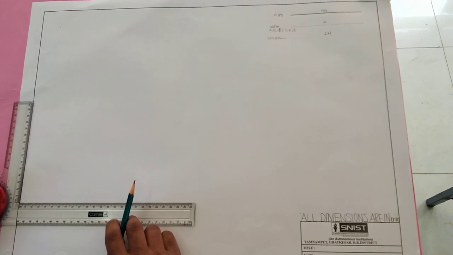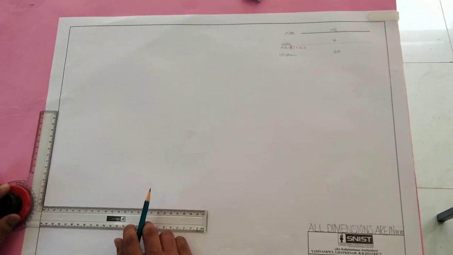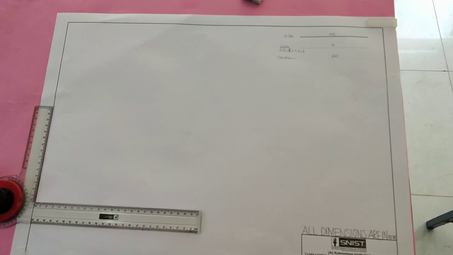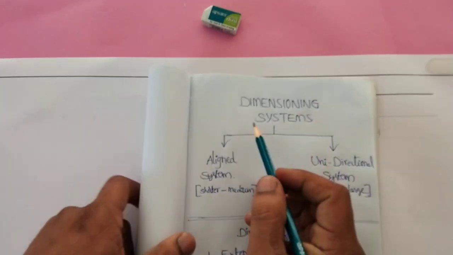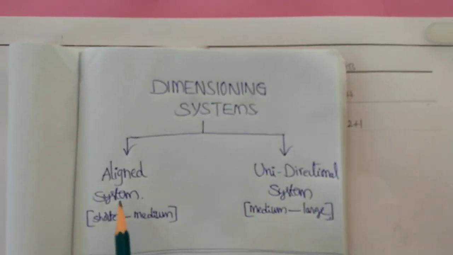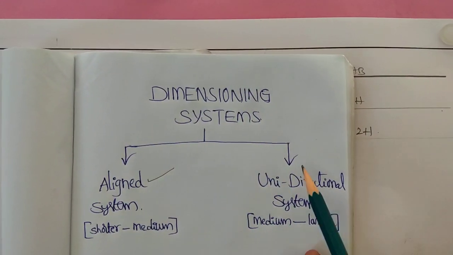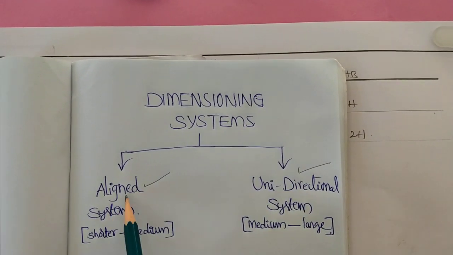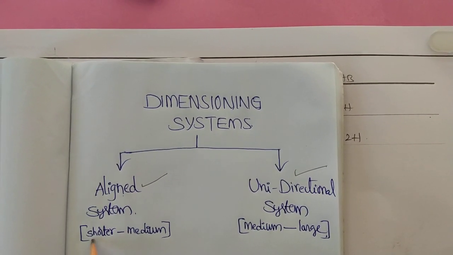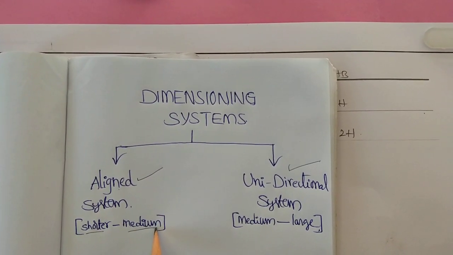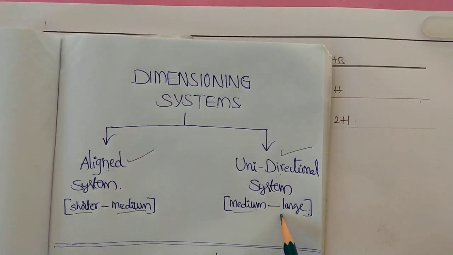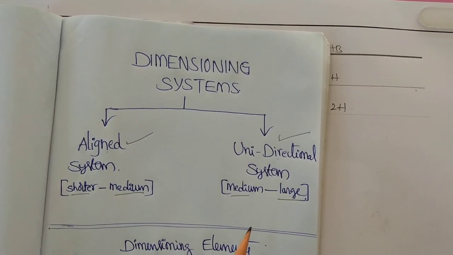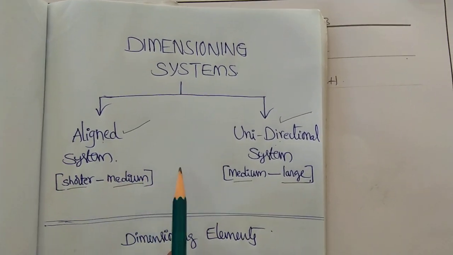In this video lecture, I am going to explain different types of dimensioning systems used for drawing. If you come into the dimensioning systems, there are two types, aligned system and unidirectional system. Aligned system is used for shorter to medium diagrams and unidirectional system is used for medium to large drawings, and we are going to see these two dimensioning systems.